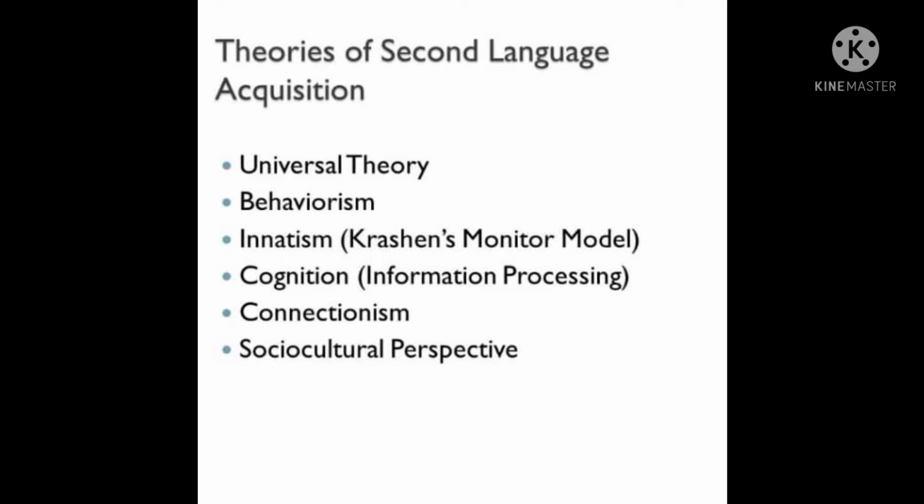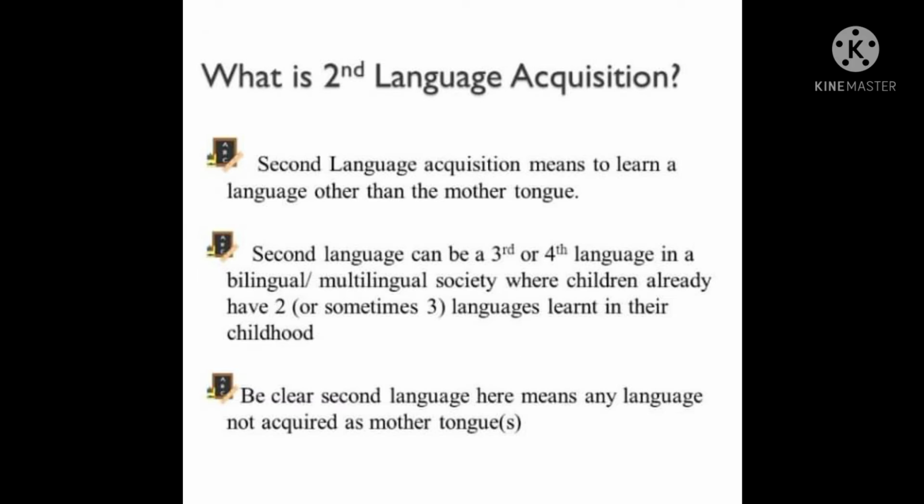community. Theories of second language acquisition: universal theory, behaviorism, innatism, cognition, connectionism, sociocultural perspective. It also means to learn a language other than the mother tongue. Second language can be a third or fourth language in a bilingual, multilingual society where children already have two or sometimes three languages learned in their childhood. Be clear, second language here means any language not acquired as mother tongue.